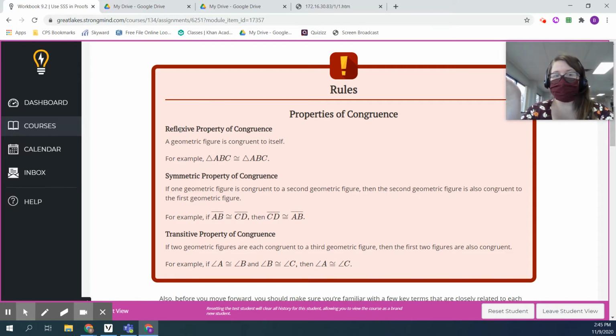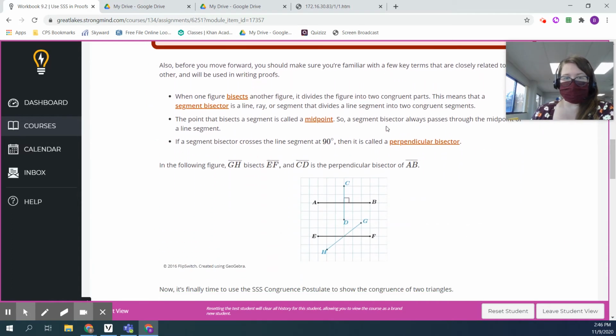Then there's the symmetric property of congruence. Basically, if AB is congruent to CD, then CD is congruent to AB, like 1 plus 3 is equal to 3 plus 1. Then there's the transitive property. I call this take out the middle guy. If A is congruent to B and B is congruent to C, then A is congruent to C. So that middle guy B gets to go. Those are things you'll need to know.